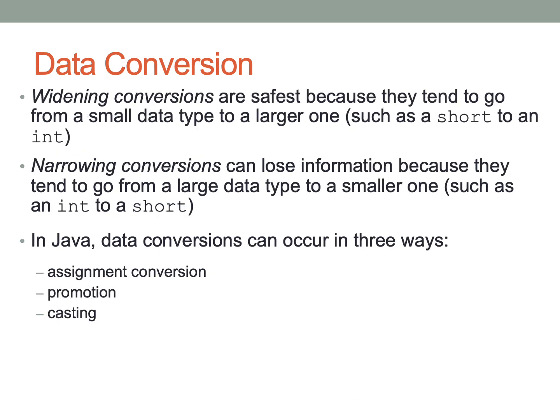There are two types of data conversions. Widening conversions are safest because they tend to go from small data type to a larger one, such as from short to int. Narrowing conversions can lose information because they tend to go from a large data type to a smaller one, for example, int to short. Or in the previous example, we have seen going from double to int. In Java, data conversions can occur in three ways. The first one through assignment conversion, second is through promotion, and third through casting.